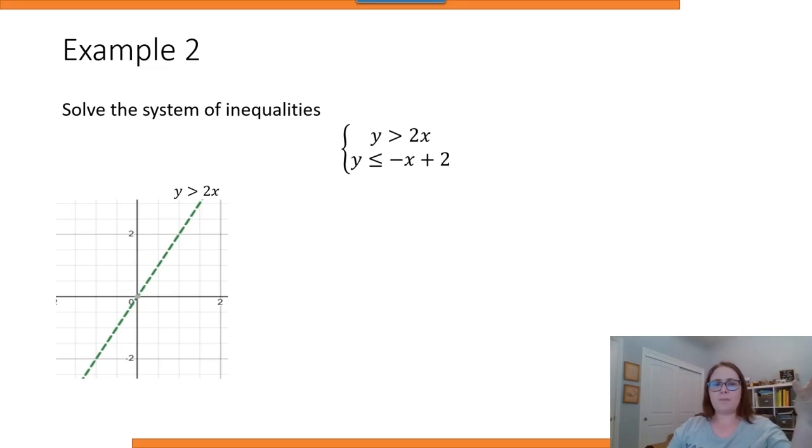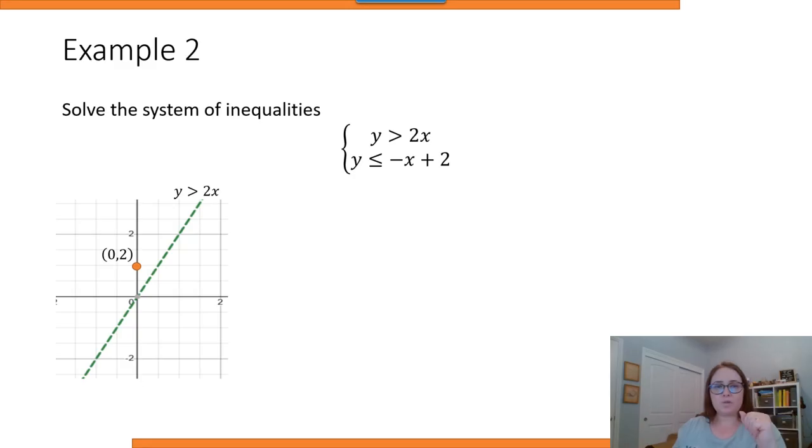Should I shade the top half or should I shade the bottom half? And if you can look at it and figure it out, that's great. But if you're not sure or you want to verify, it's always a good idea to pick a point. So I'm going to pick any point that's not on the line. I could have picked one on the top or the bottom. Here I'm picking the point (0, 2). It's clearly not on the line, and it's clearly in one of my two half-planes here. And I'm going to plug it into the inequality and see if I get a true statement.